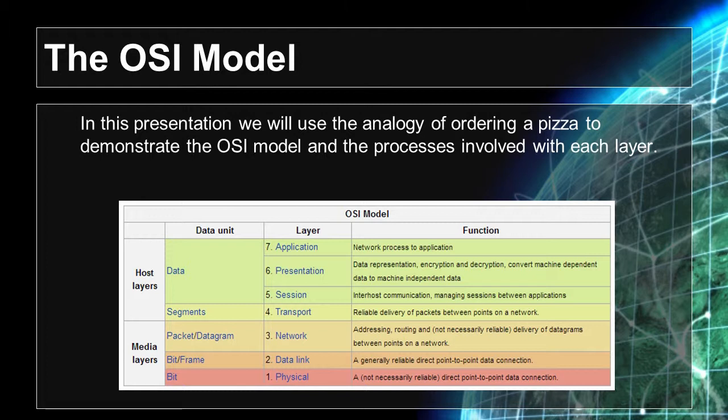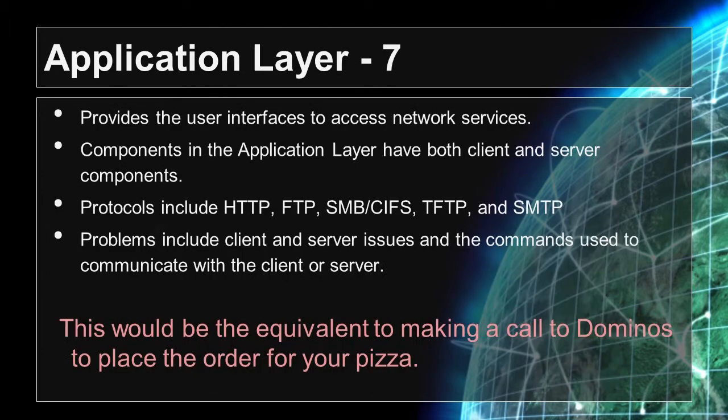In this presentation, we will use the analogy of ordering a pizza to demonstrate the OSI model and the processes involved with each layer. Layer 7 is the application layer. It provides the user interfaces to access network services. Components in the application layer have both client and server components. Protocols include HTTP and FTP. Problems include client and server issues and the commands used to communicate with the client or server. This would be the equivalent to making a call to Domino's to place the order for your pizza.